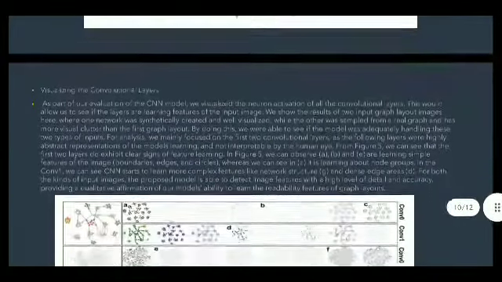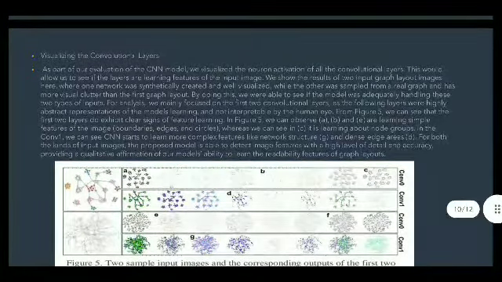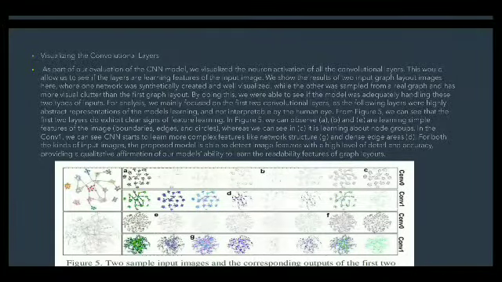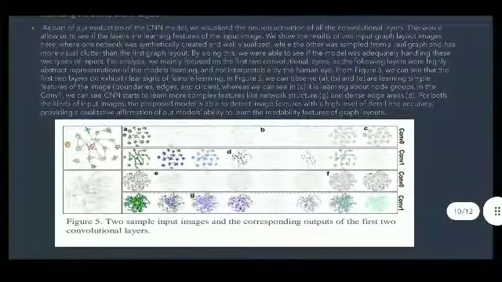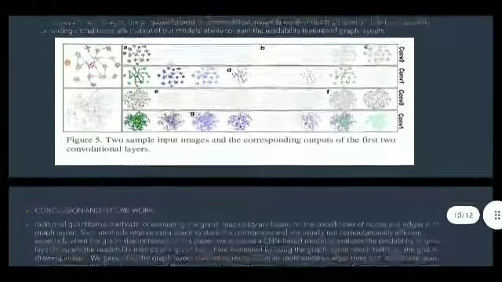And coming to visualization of convolution layers. As part of the evaluation of the CNN model, we look at neuron activation in the convolution layers. This allows us to see the features learned by the layers of an input image. These are two examples of an input image and the corresponding outputs of the first two convolution layers. As you can see, there are convolution layers with different types of graphs in them.